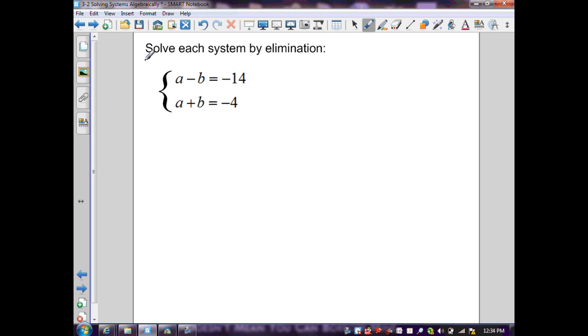We want to solve each system by elimination. So you'd have this sample, and from your book you would copy them. A minus B equals negative 14, and A plus B equals negative 4. Now, in this problem, we already have both variables on the left side of the equal sign. Also, those variables are in alphabetical order. Now, all I need to do is to determine if my coefficients are opposites. If that's true, then I can just add these two equations vertically, and then one of those variables will drop out.